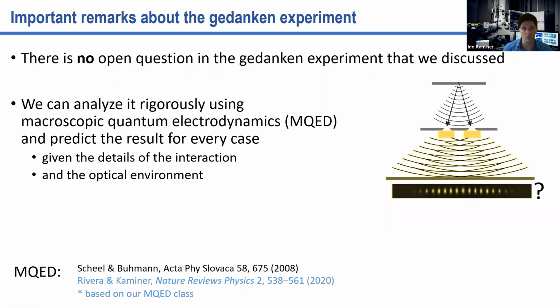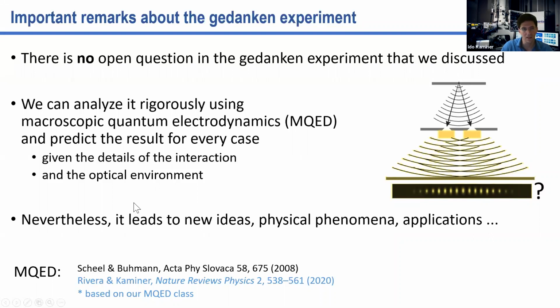When we take that environment into account, and you can read more about MQED, there is a really good review that was on arXiv for years by Schill and Buchmann, that has hundreds of citations by now. There is also a more recent one that we had a month ago in Nature Reviews Physics. And this review was based a lot on the class I taught on this. Now, when we use that QED with the macroscopic environment, we can explain all of those experiments. And still, this Gedanken experiment leads us to new ideas and physical phenomena and applications. And I think I'll use the last 2 or 3 minutes of my talk to show you 2 such examples of the kind of ideas that come up from describing this Gedanken experiment.